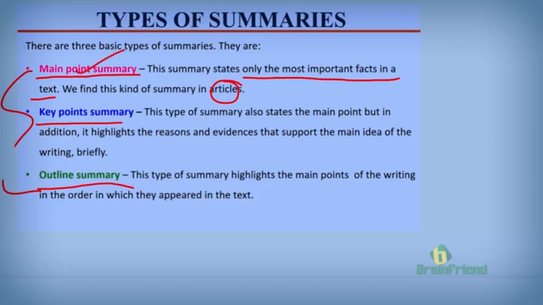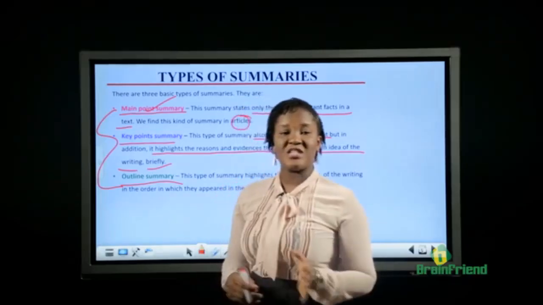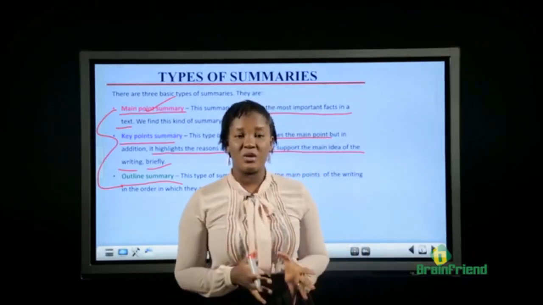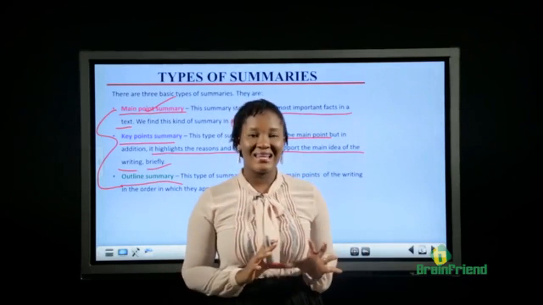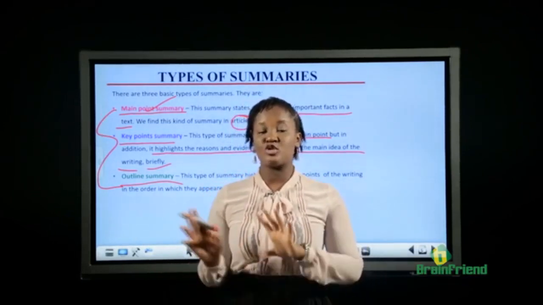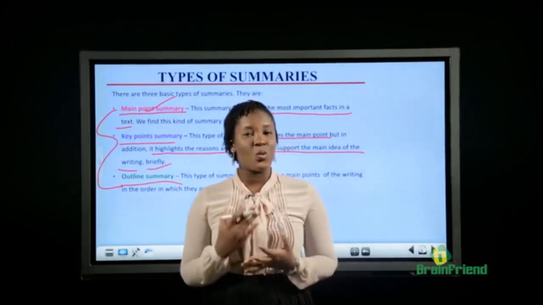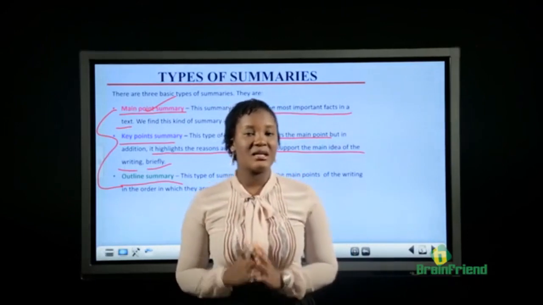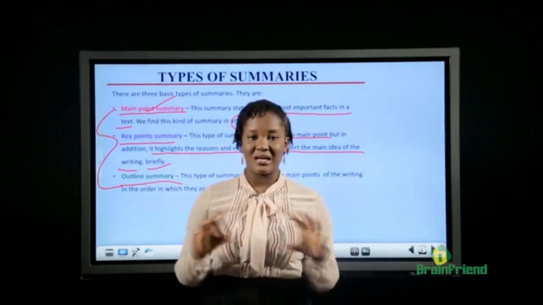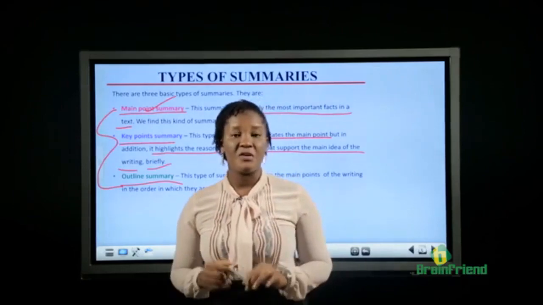The next is the key point summary. And this type of summary also states the main points, but in addition, it highlights the reasons and evidences that support the main idea of the writing briefly. So the difference between a main point summary and a key point summary is that the key point summary highlights the evidences or reasons to support the main points. It also states the main points, but also gives reasons why that main point stands in a text. But the main point summary just states the main points or important points of the writing.